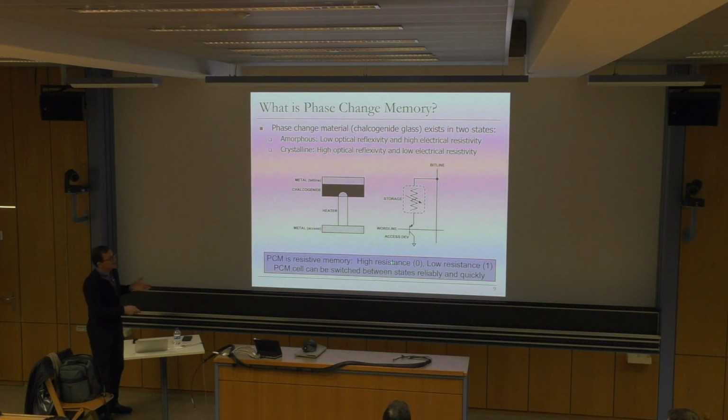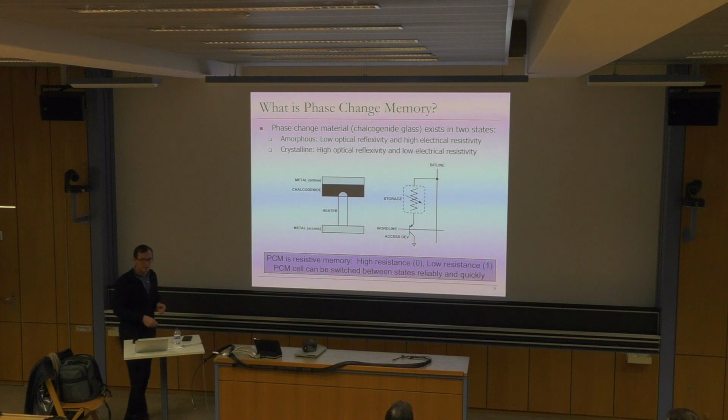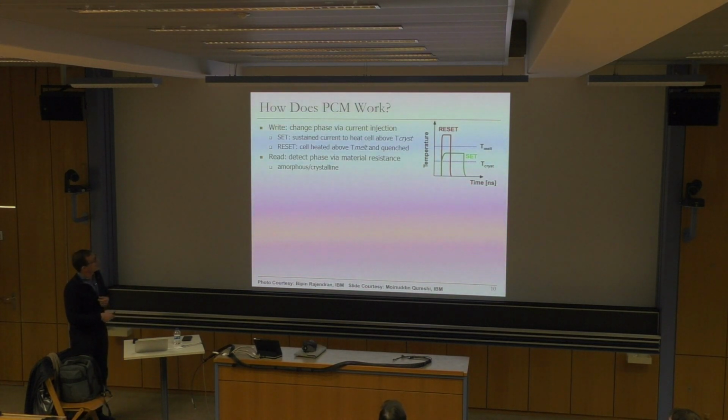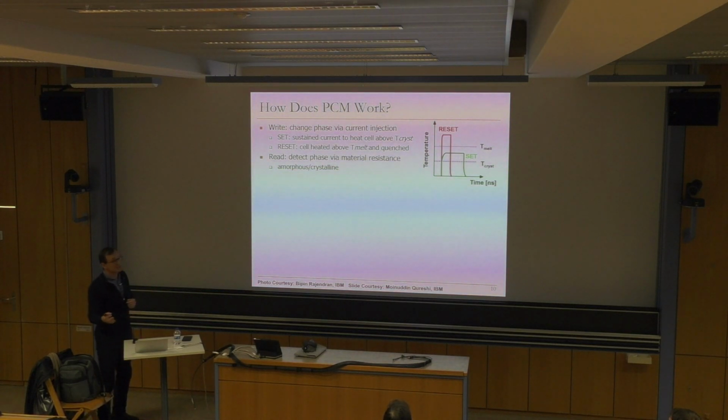Okay, you can encode high resistance with some value and low resistance with some other value clearly. And the cell can be switched between states reliably and quickly. And that's the idea. Okay, let's go into a little bit more. Essentially, how does this work? In order to write to the cell, you need to change the phase by injecting some sort of current. And this is actually not an easy process, this is a hard process.